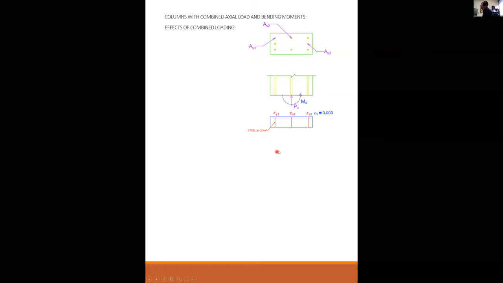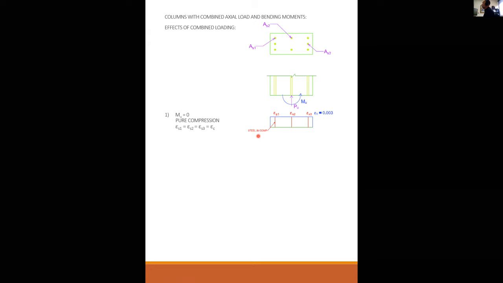So if the axial load is pure compression, going right through the center of the section and there is no moment, moment is equal to zero, then everything is even Steven. The strains are all equal to the crushing strain of the concrete, 0.003. So the strain in each one of these rows of steel is also 0.003. Everything is at 0.003. If you have zero moment, the whole thing is crushing down evenly, okay?